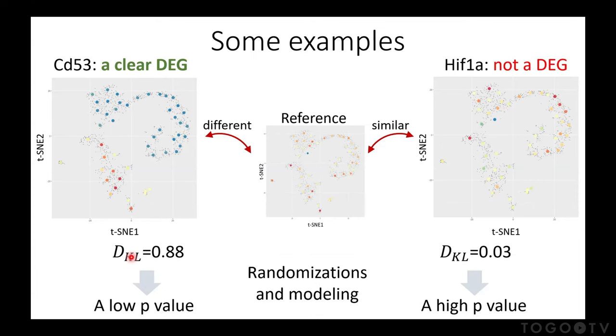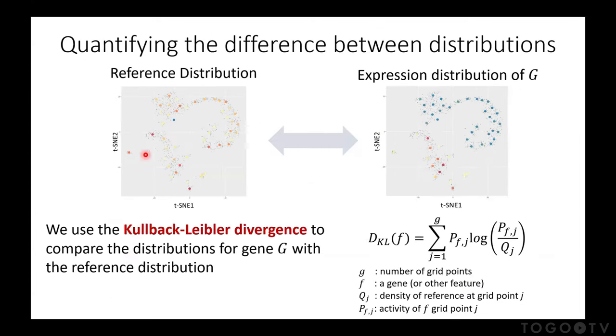Maybe I'm confused by the question. But once you have the grid points, I'm running through all the grid points here, from the first one to the last one, and for every gene, I'm checking what's the value here and here and here and here and here. And this Q is my reference. So once you have the grid points, and once you have their density, this is a simple calculation.